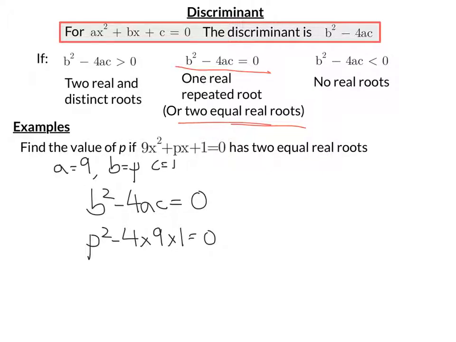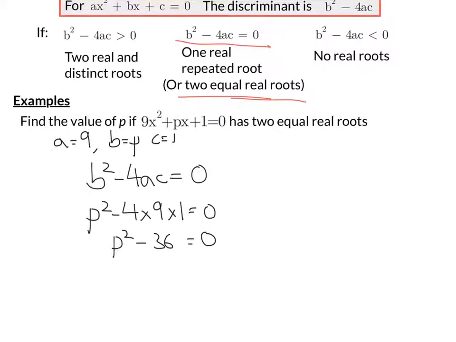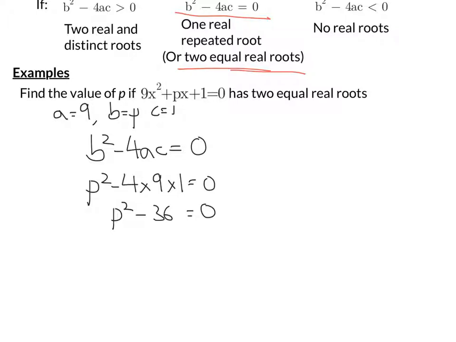So let's do some tidying up. p squared, can't tidy that up at the moment. Minus 4 times 9 is 36, times 1 is still going to be 36. So we've got p squared minus 36 is equal to 0. So now let's solve this to work out what p is. Let's add 36 to both sides, and we get p squared is equal to 36. To find p, let's square root both sides, and if I square root 36, I get plus or minus 6. So p is equal to plus or minus 6.